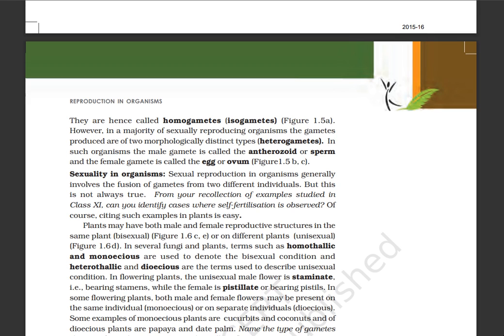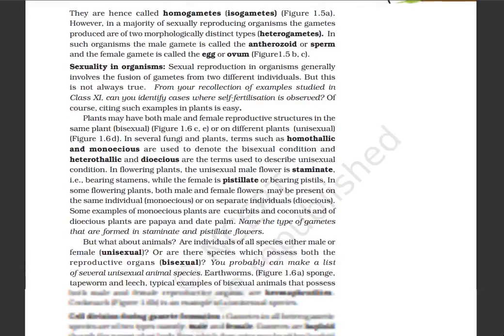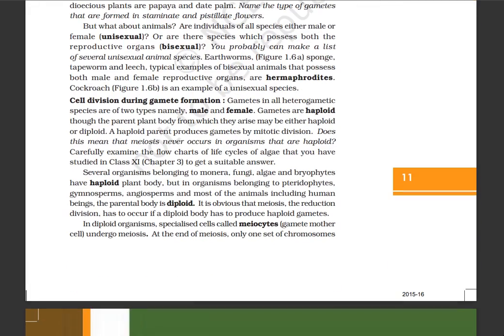In some flowering plants, both male and female flowers may be present on the same individual, monoecious, or on separate individuals, dioecious. Some examples of monoecious plants are cucurbits and coconuts, and of dioecious plants are papaya and date palm. Name the type of gametes that are formed in staminate and pistillate flowers.